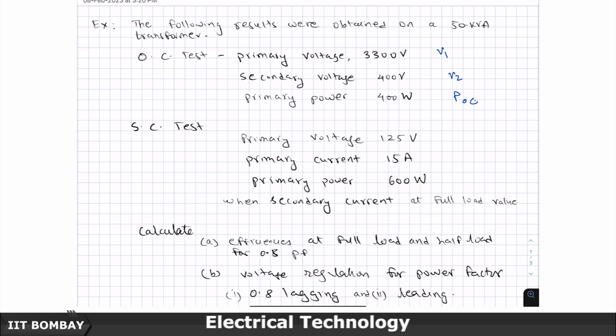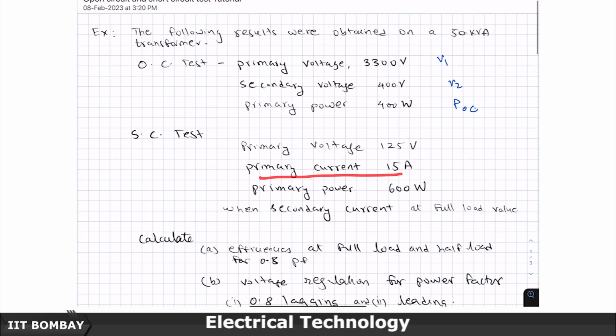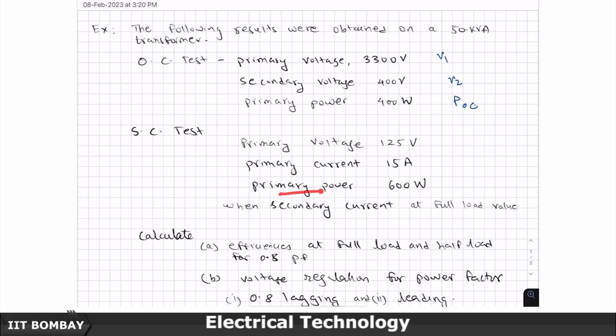Immediately you can see that if I take 3300 by 400, that is 33:4, that becomes the N1 by N2. Then this open circuit, since the primary voltage is applied, whatever is measured is the rated open circuit loss, or the iron loss, or the magnetic core loss in the transformer. Now, short circuit test. Primary voltage 125 volts, primary current is 15 amperes, primary power is 600 watts when secondary is at full load value.